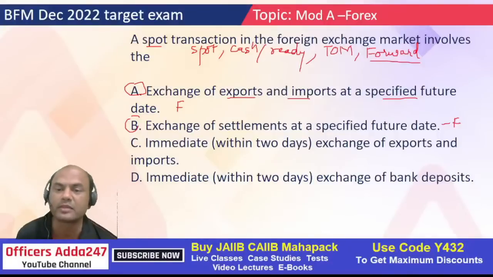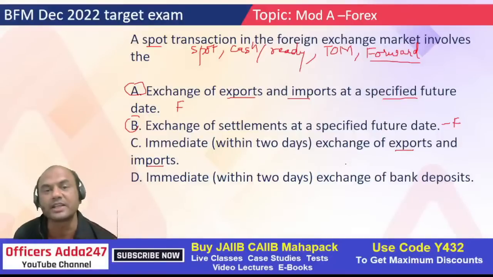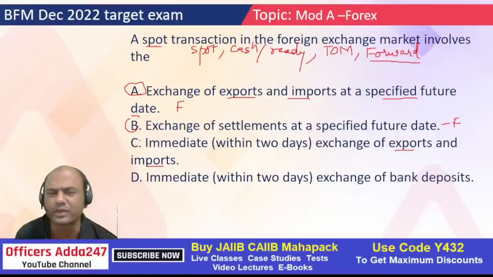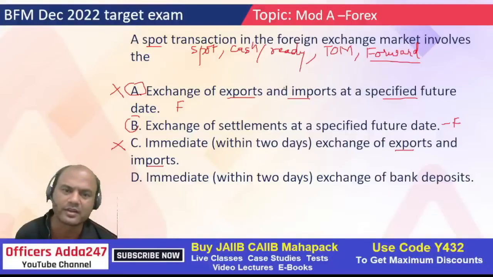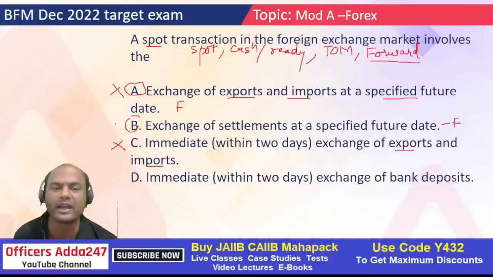Exchange of settlements at a specified future date, so that is basically forward. Okay. Immediate, within 2 days, exchange of exports and imports. So what is the answer? Again barter. So I'll exchange this export with import. Do we do this? No. So that's why C is also out. Even A you can take out, because in the present market, does any company or country exchange export and import? No, isn't it? We exchange only currency. So that's why A and C become out.